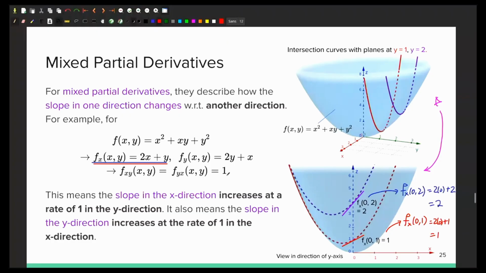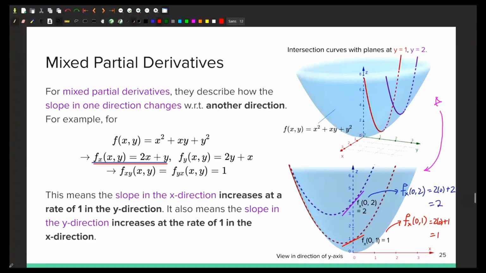So you can see f sub xy is 1. Why is it 1? Because it increases from 1 to 2. How do I get this 1 and 2? Very simple, I just substitute values. The f sub x at x equals 0, y equals whatever. For the red one, because y is 1, I get 2 times 0 plus 1, which is 1. The same thing for y equals 2: 2 times 0 plus y, so plus 2, therefore I have 2. So if you step in the y direction, going from the red curve to the purple curve, f sub x increased from 1 to 2. What is the increase here? 1. That's the meaning of f sub xy.